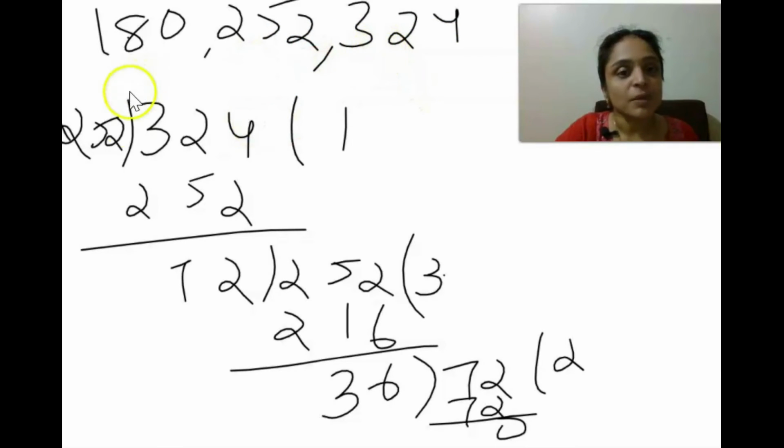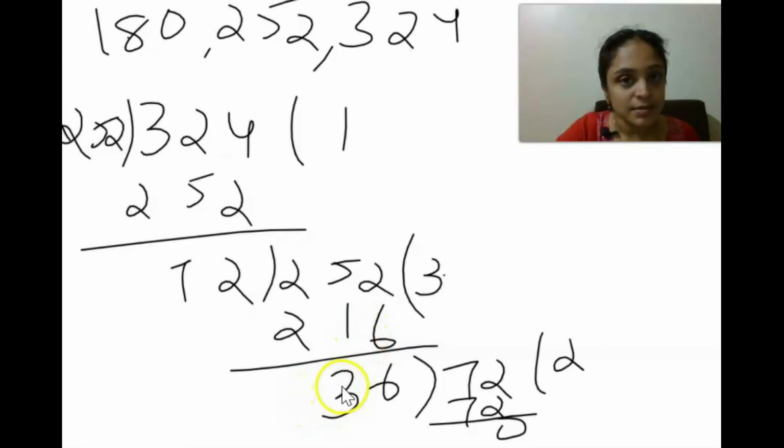So 324 becomes the dividend and 252 becomes the divisor. And when you divide this, you will get 1 and 252. So remainder is 72. So this becomes the divisor and 252 is the dividend. So when you divide, you will get 3 as the quotient and 216. 72 into 3 is 216.